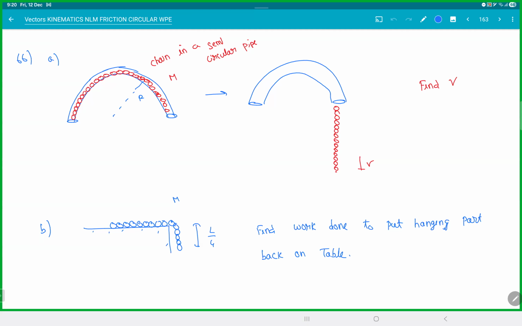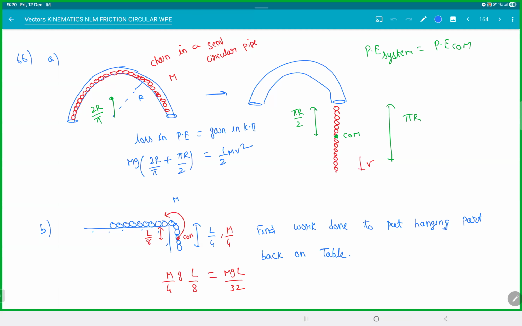Let's see. Straightforward. Initially, the center of mass is at 2r by pi. When it becomes a straight line, the center of mass is at the center. The loss in potential energy is equal to gain in kinetic energy. If a chain is hanging, 1/4 is hanging, 1/4's center of mass is L by 8 and mass is m by 4. So change in potential energy is the work done. Remember this? That's mgL by 32. Both are standard models.